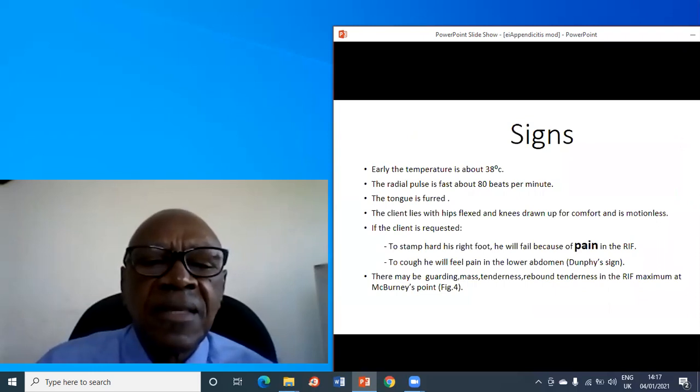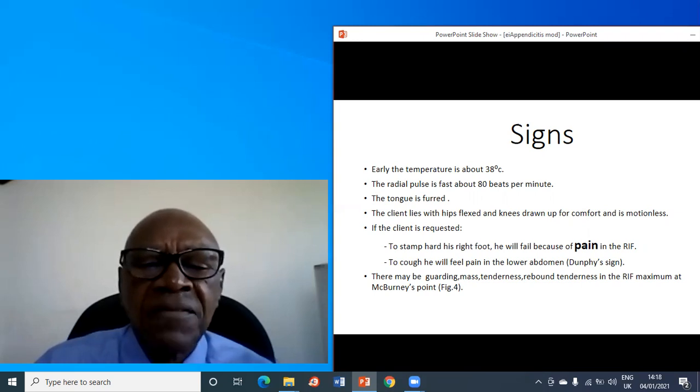Signs. Early, the temperature is about 38 degrees centigrade. The radial pulse is fast, about 80 beats per minute. The tongue is furred. The client lies with the hips flexed and knees drawn up for comfort and is motionless. If the client is requested to stamp hard his right foot, he'll fail because of pain in the right iliac fossa.